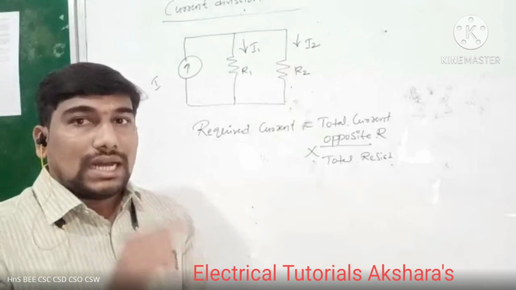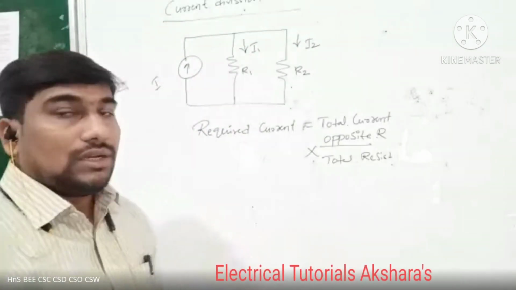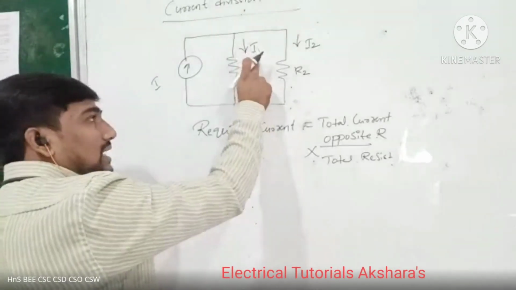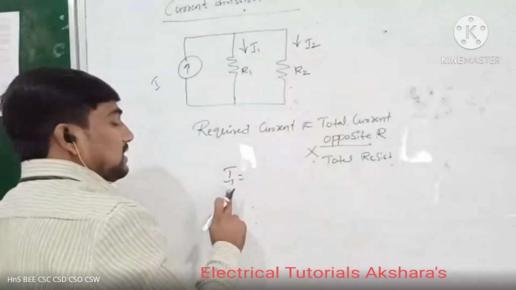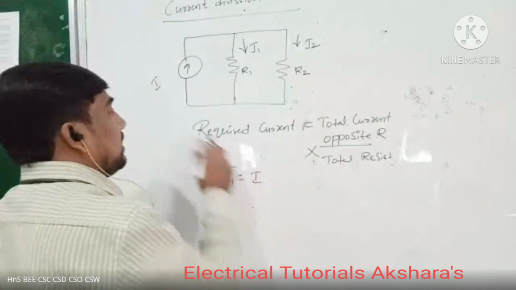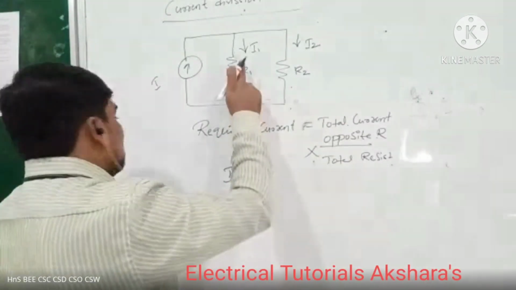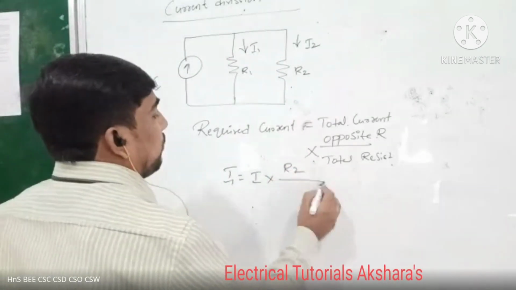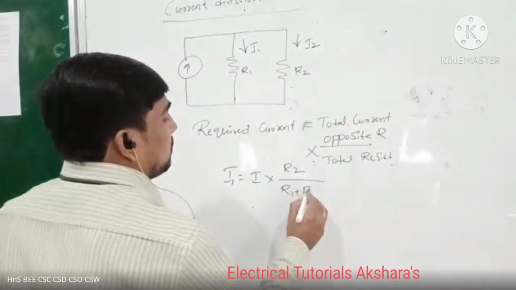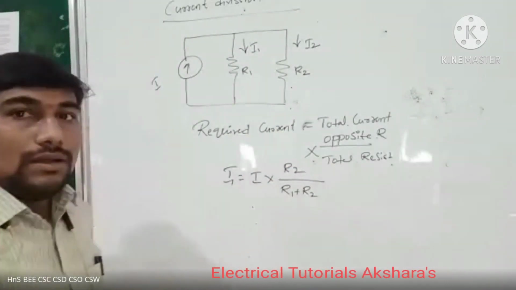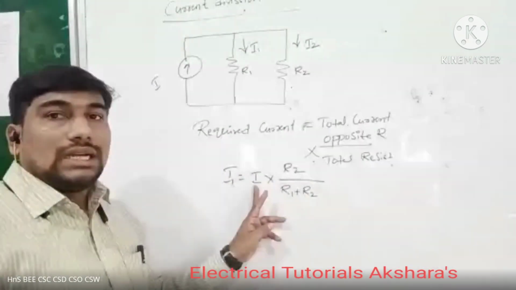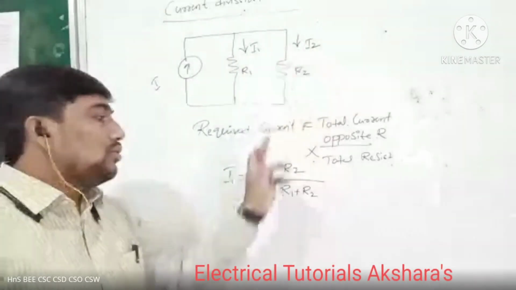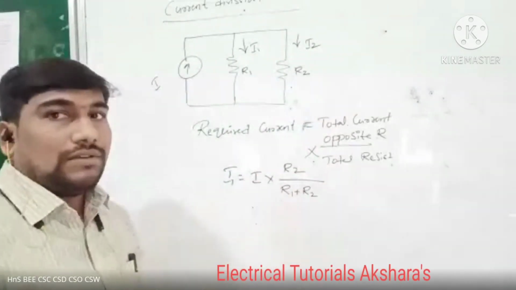Now you have to apply the current division rule on this circuit. The required currents are I1 and I2. The first current, I1, equals total current into the opposite resistance of I1. What is the opposite resistance of I1? Simply, I am writing R2 by R1 plus R2. So I1 equals total current into R2 by total resistance. This is the formula for I1.